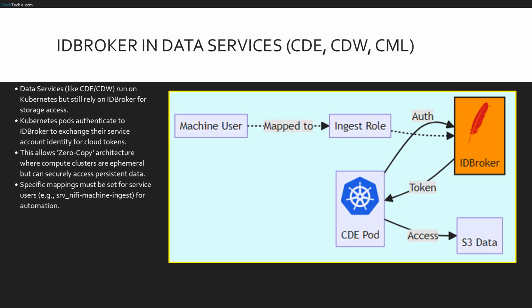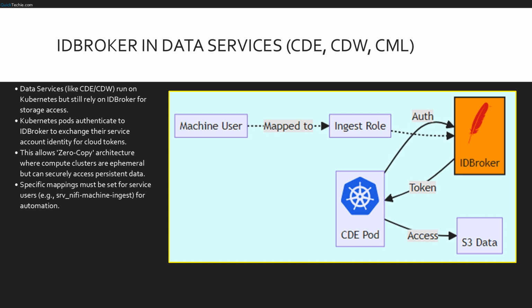You can spin up a CD cluster, run a job accessing protected S3 data via IDBroker, and then destroy the cluster, leaving the data secure and untouched. For automated workflows, you often map machine users or service accounts like SRV NIFI to specific roles to allow headless data ingestion. The CD pod is the actor here. It authenticates with IDBroker to receive a token. Armed with that token, it accesses S3 data.